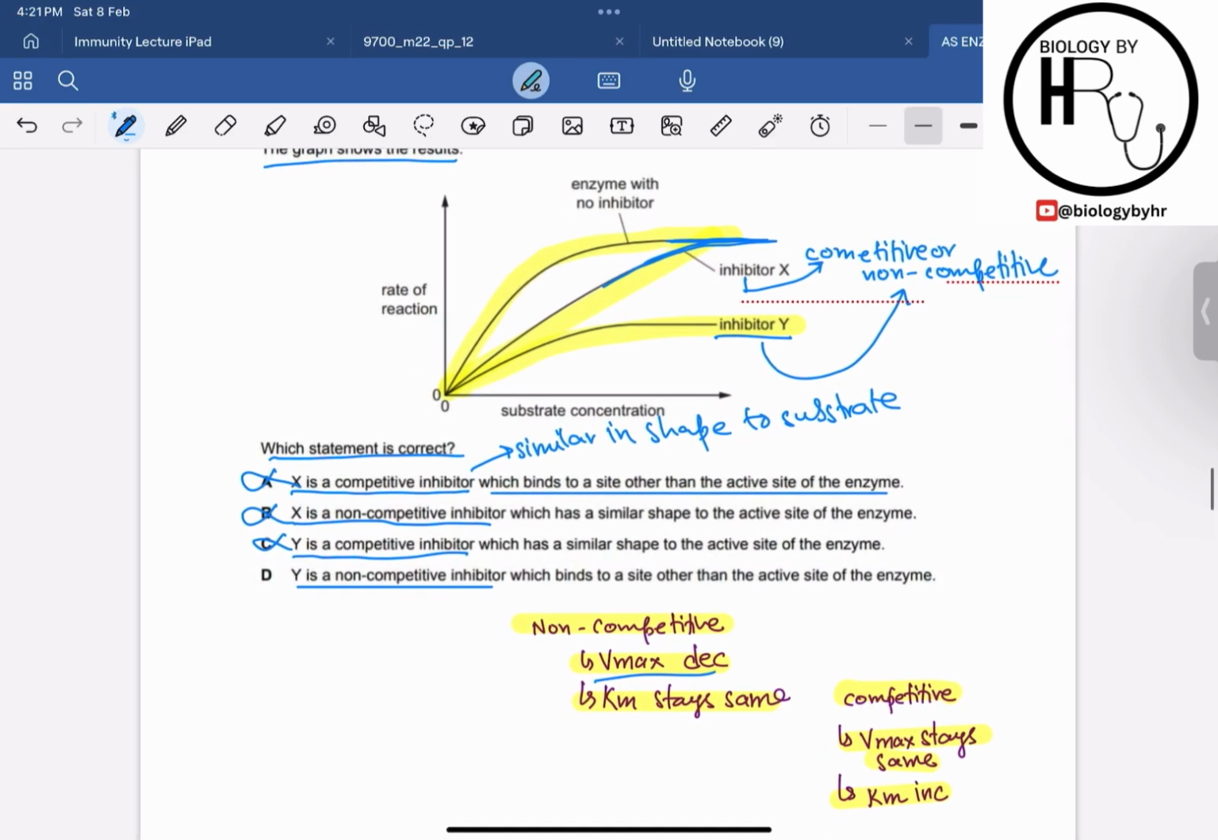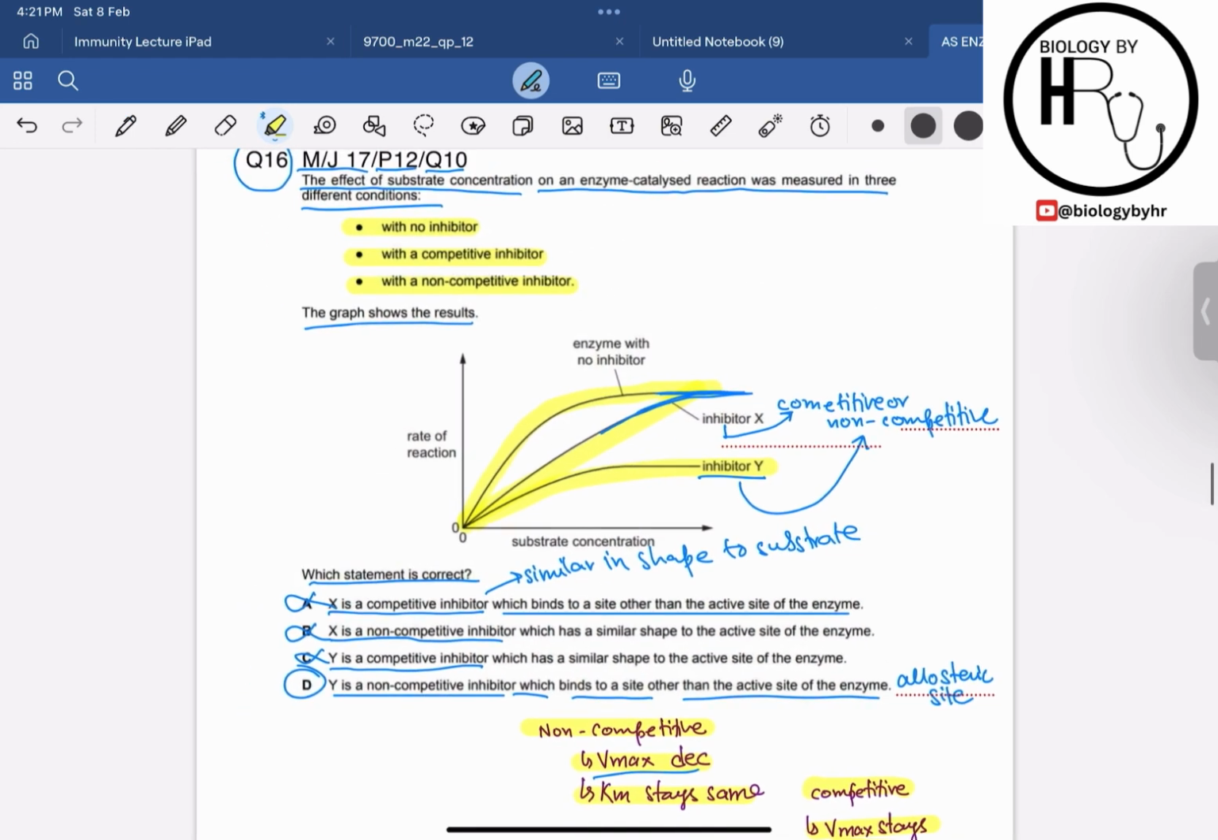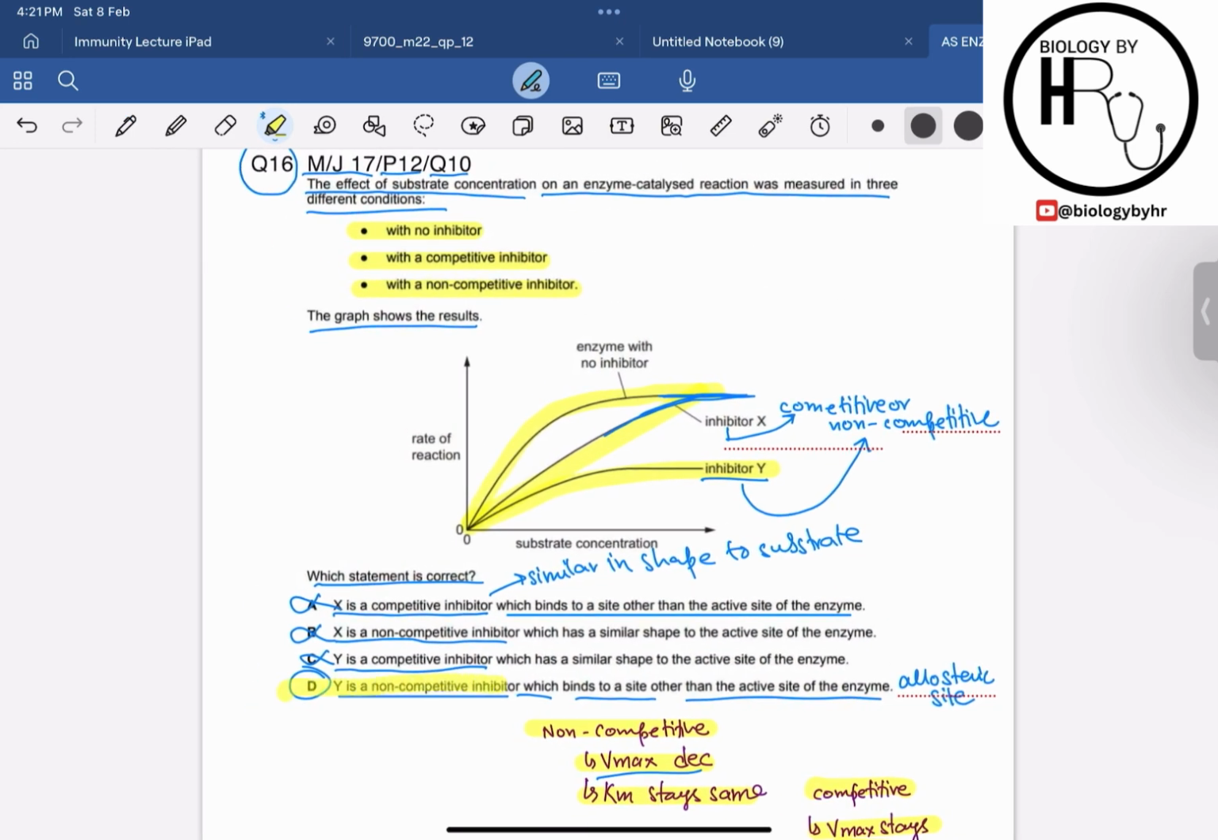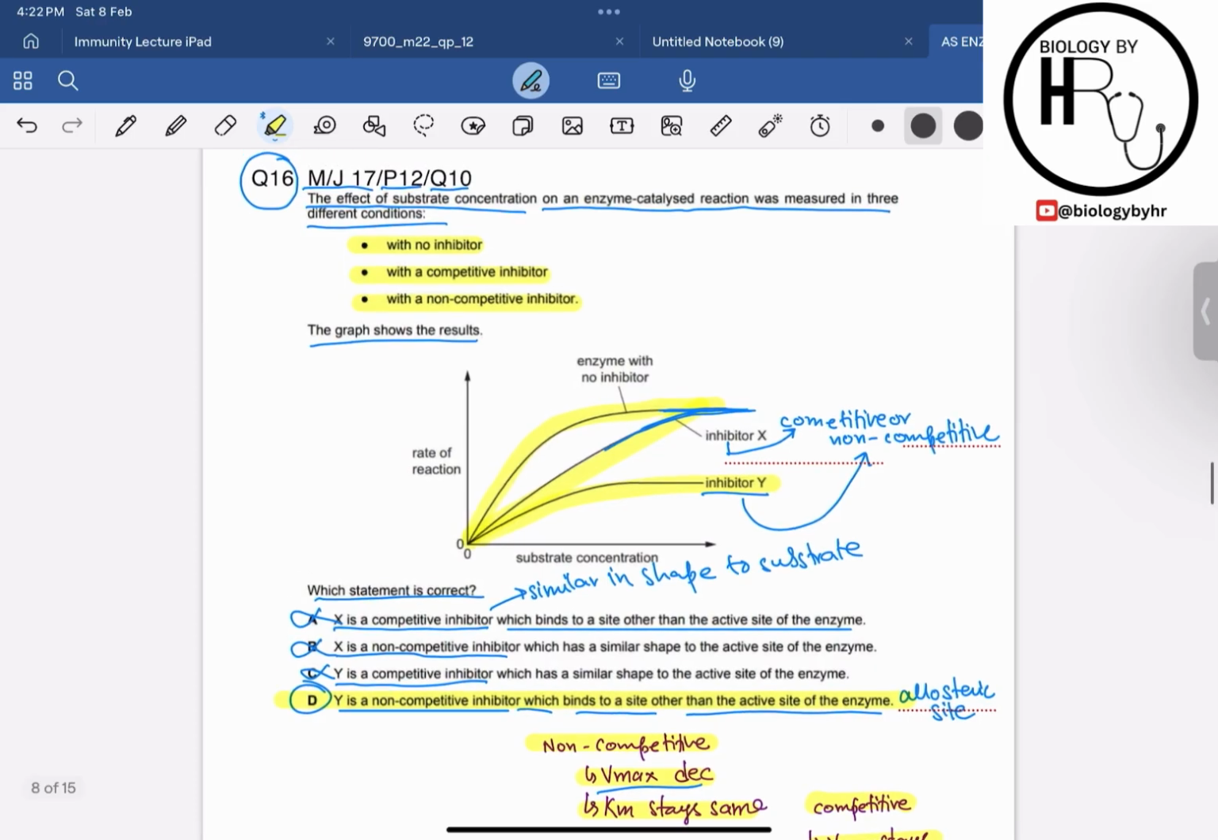Now option D says that Y is a non-competitive inhibitor which binds to the site other than the active site of the enzyme, which means that it binds to the allosteric site of the enzyme, which is a site other than the active site of the enzyme. So hence the correct answer over here for question number 16 is option D, that Y is a non-competitive inhibitor which binds to the site other than the active site of the enzyme, right? I hope that this MCQ is clear to all of you.